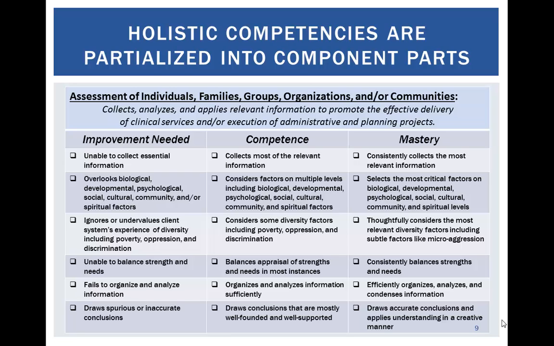Each holistic competency is partialized into component parts. In this example, assessment, you'll note that there are 6 component parts, each of which appears on a discrete row. If you follow the anchors across the row, one category describes improvement needed, the next, competence that's been attained, and the final, mastery, which is an unusual degree of competence for a master's student to possess. Please read the descriptions carefully and check the box that best describes your student's performance as you've observed it this year in your setting.